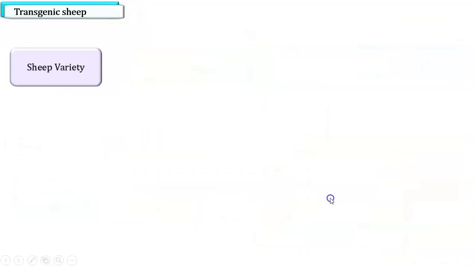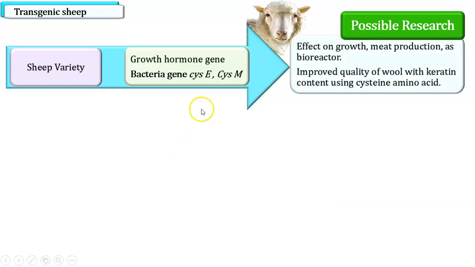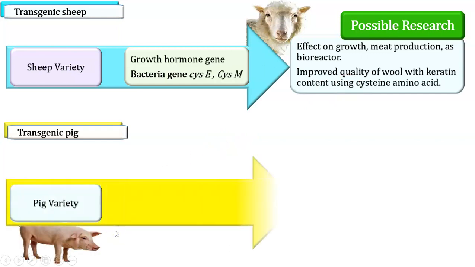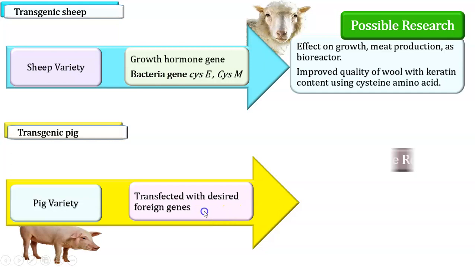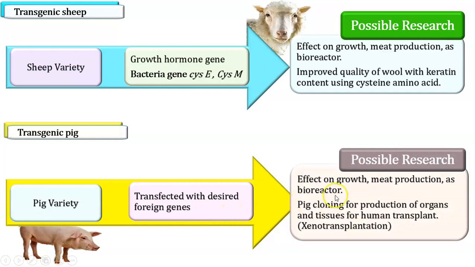Transgenic sheep. The sheep variety is transfected with hormone gene such as bacteria gene cis-E, cis-M, and the study is done on the effect on growth and meat production as well as improved quality of wool with keratin content. Transgenic pig. Pig variety is transfected with desired foreign gene and effect on growth, meat production as bioreactor is studied.